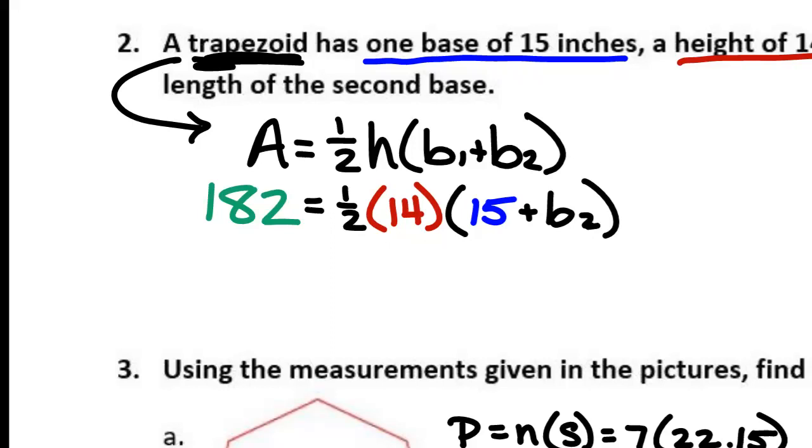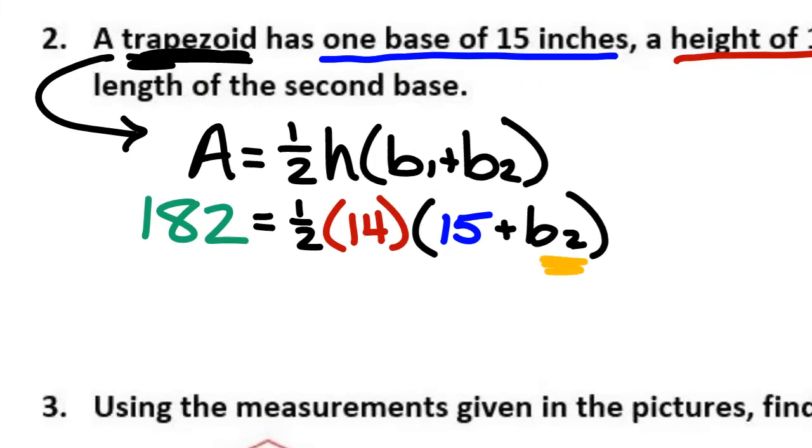And now we need to work backwards to solve this for base 2. So the first thing I'm going to do is get rid of this fraction. How do I get rid of a fraction of 1/2? Multiply both sides by 2.